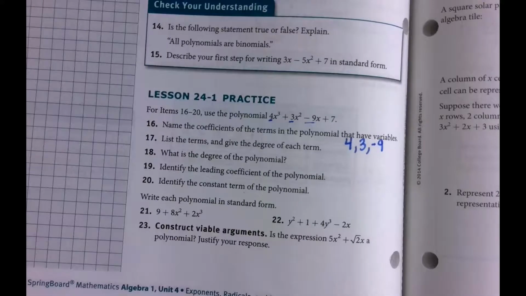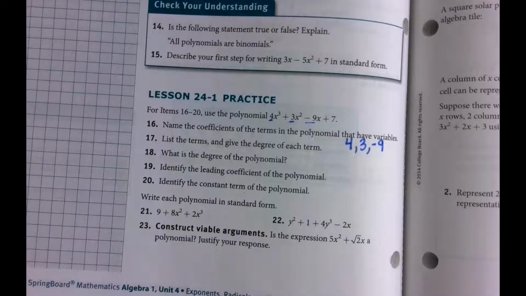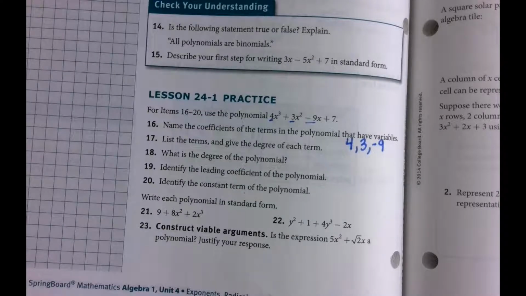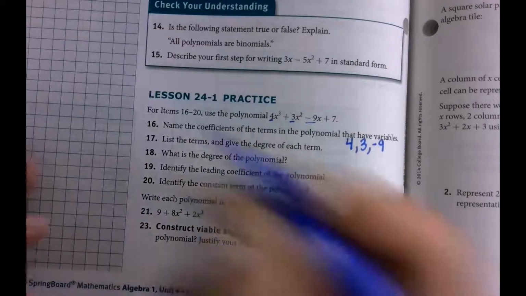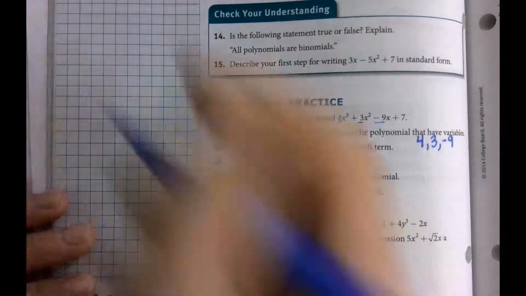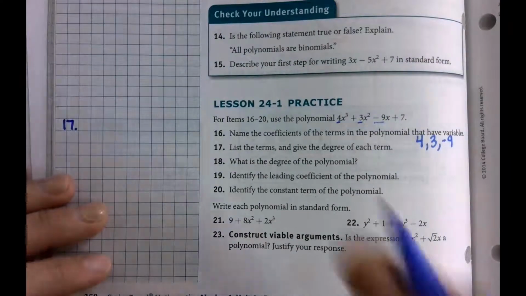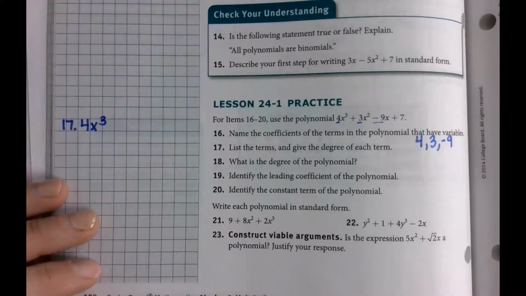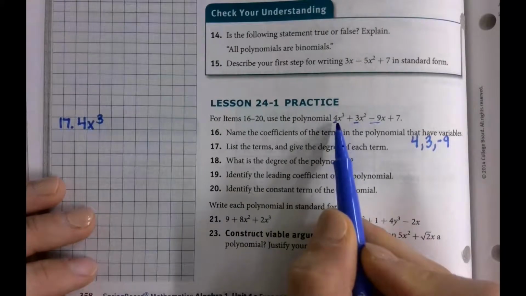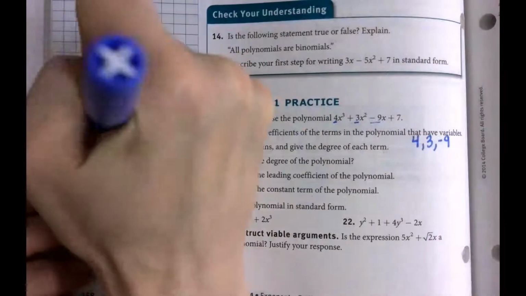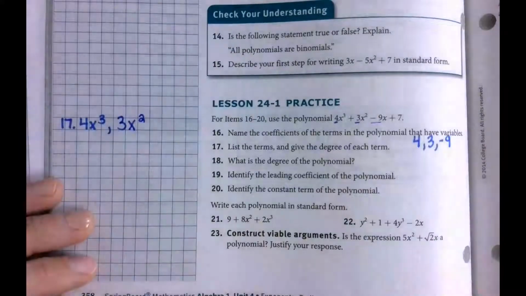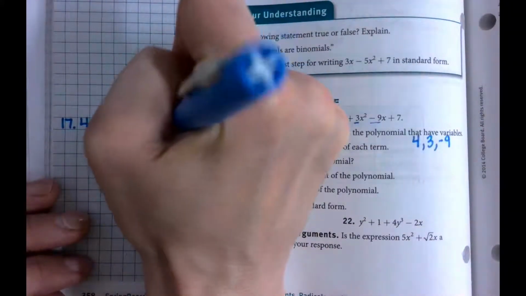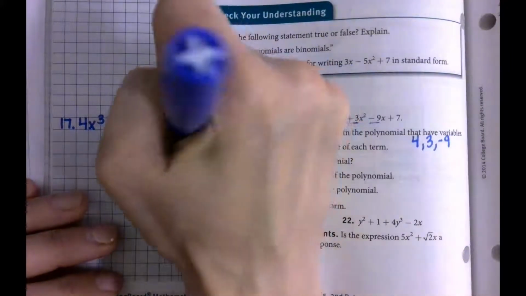All right, number 17, list the terms and give the degree of each term. For the terms, I'm going to list them over here in the notes so I have more space. 4x cubed, that is one term. Pretty much it's the terms in between the plus and minus signs. So 4x cubed, then we have a plus, then we have 3x squared, that is a term. Then we have negative 9x. And then we also have 7.